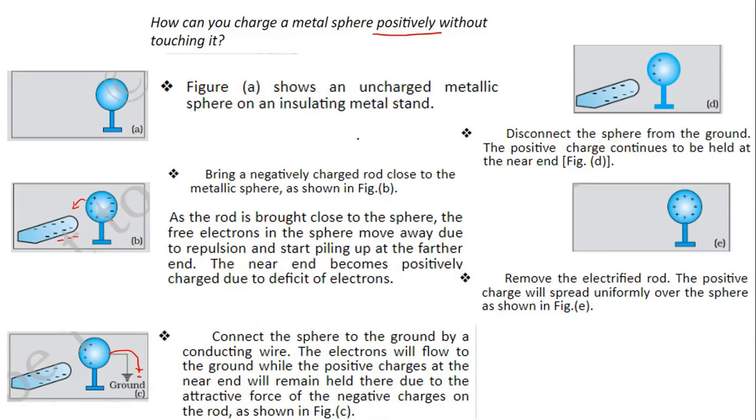Now a similar question that can be asked on this pattern is how a metal sphere can be charged negatively. Mind it, here the keyword is negatively. So in order to charge a sphere negatively, we have to bring a positively charged rod near it, so this sphere will develop the negative charge. So mind it, by the method of induction, always the opposite charges get developed on the isolated body.